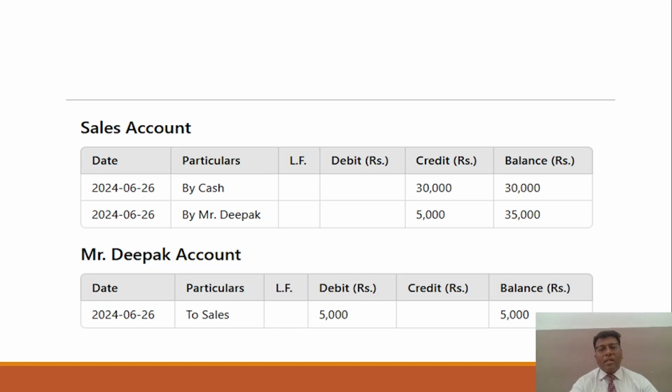And Mr. Deepak's account: you are selling the goods to Mr. Deepak, so Deepak is debit and sales is credit here. So the balance extracted from the ledger of Deepak would be taken as a debit balance.